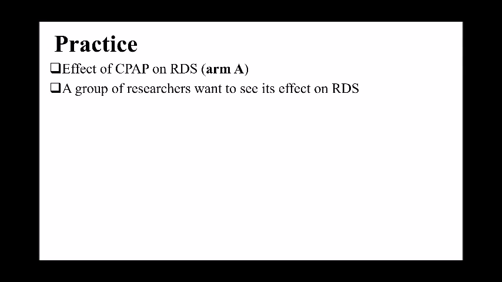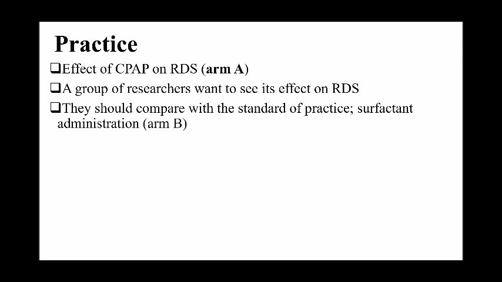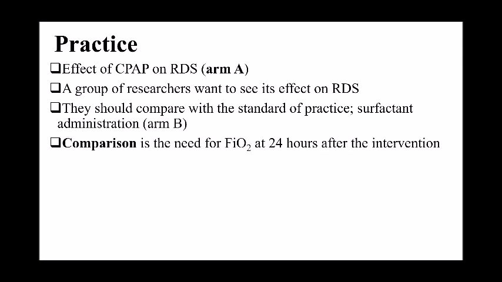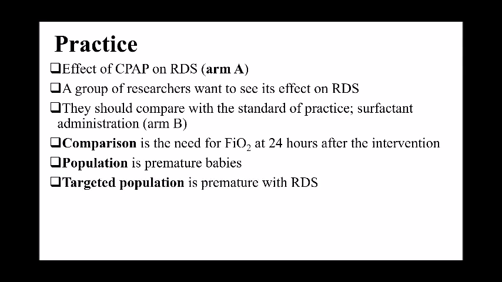Okay, so let's practice a sample size calculation. So now you can gather all the information, because it's a lot of information. Let's assume we want to study the effect of CPAP on RDS. A group of researchers want to see its effect on RDS, and they want to compare it to surfactant administration. So we have one arm CPAP, the second arm is surfactant administration. And the outcome is the percentage of FiO2 needs at 24 hours post implementing the intervention, whether it's surfactant or CPAP. The population here is premature babies. The targeted population is premature babies with RDS.